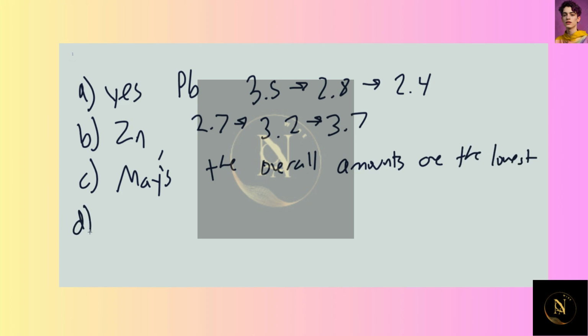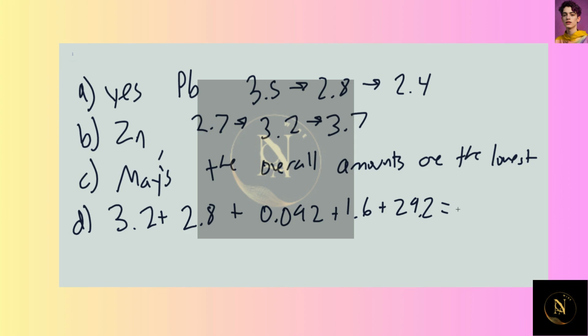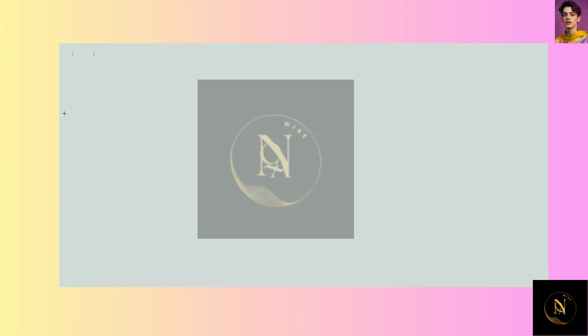Question D asks, what is the total amount of the 5 metals for the April sample? So we just add all of them up. 3.2 plus 2.8 plus 0.092 plus 1.6 plus 29.2. And that gives us 36.892 milligrams per kilogram. And that's our final answer for D.